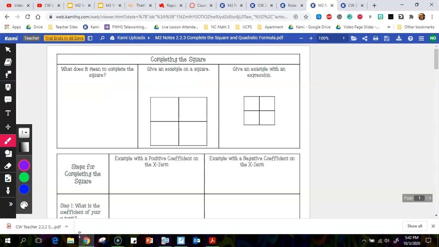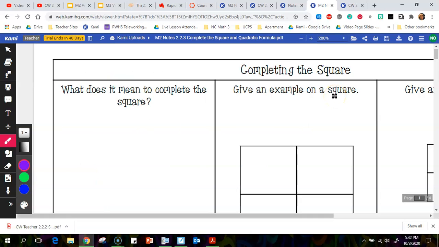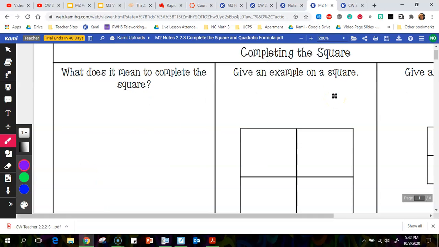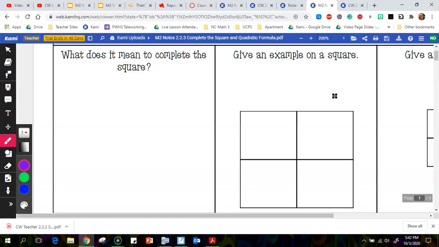All right, so here's our notes for today. Let me see, how big do I want to make this today? What does it mean to complete the square? What you're going to be doing, and I'm going to write this today, you're going to be adding a number, which is what we did with the 100 and with the 49. You're going to be adding a number to an expression.